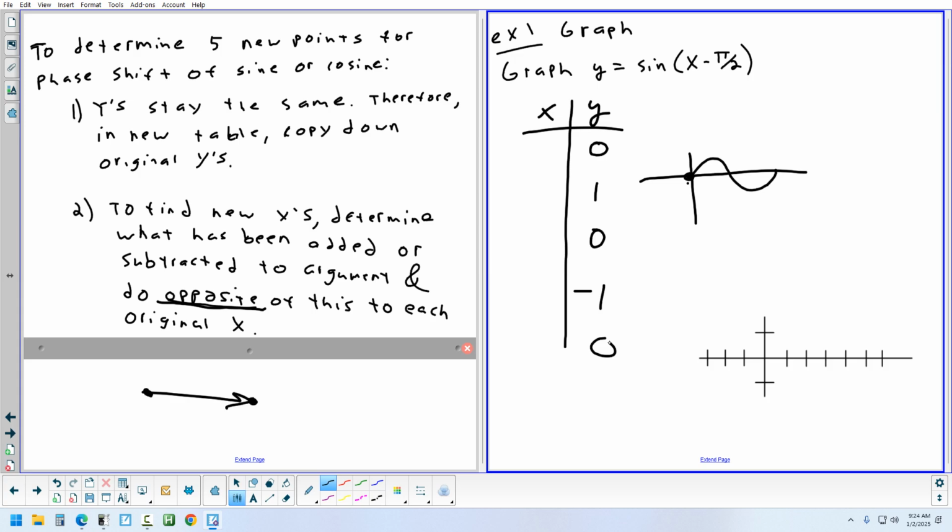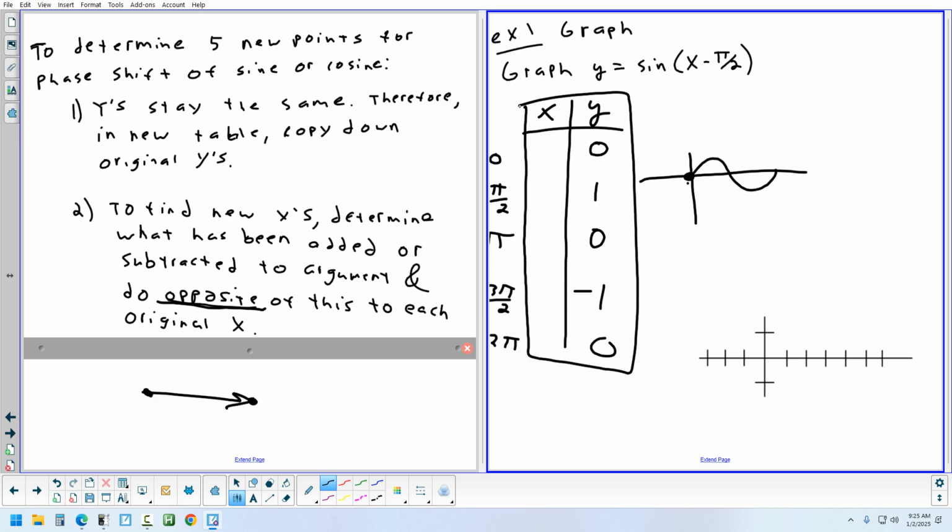Now, what would my original x values be? I'm going to put those kind of to the left of my table, just so I have them for reference. 0, pi over 2, pi, 3 pi over 2, 2 pi. So those are not meant to be in my table. Those are meant to be off to the side. My final answers are going to go in the table.